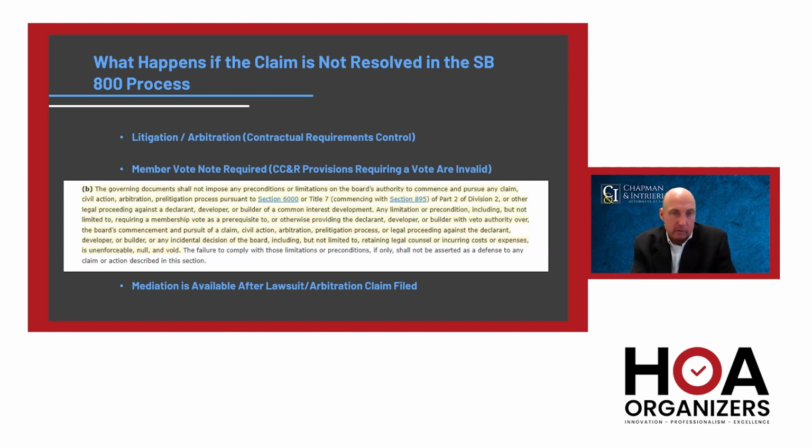Even though you don't resolve the claim in the SB 800 process and you have to initiate litigation or arbitration, it doesn't mean that the claim isn't going to settle. Most of these claims do settle, so even if the case proceeds to formal litigation or arbitration, the parties always can agree to go back to mediation, and they often do, sometimes multiple mediations, to try and resolve the dispute. And again, this is how most of these claims are resolved.